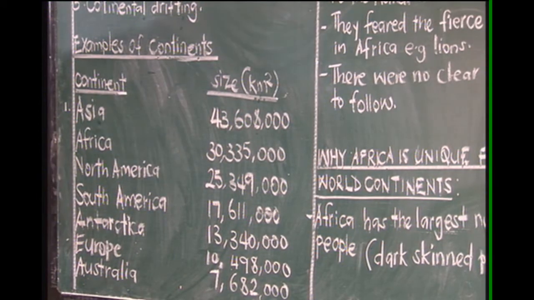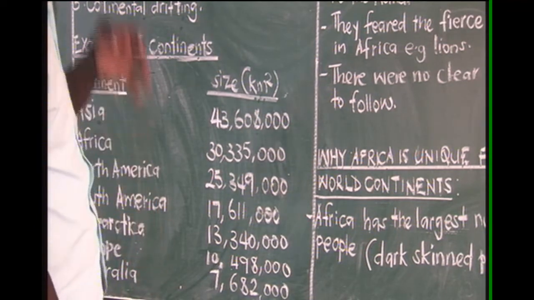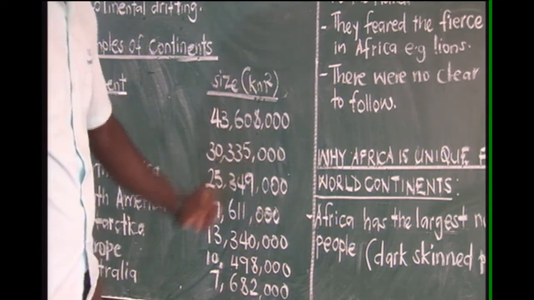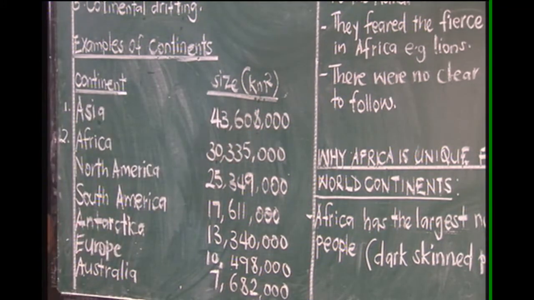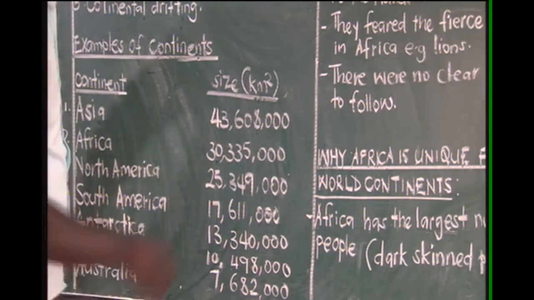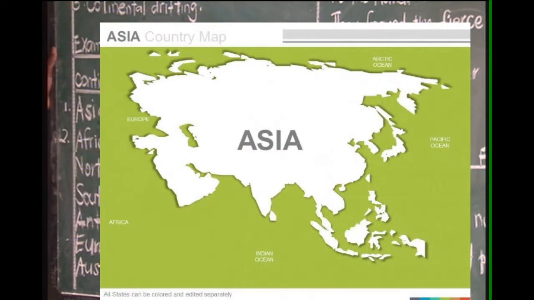Then when we go to Africa, which is our second largest continent, the second largest continent in the world is ours, that we call Africa. Africa covers 30,335,000 square kilometers. That is how large Africa is. This is ours. I am underlining it so that you can easily understand.